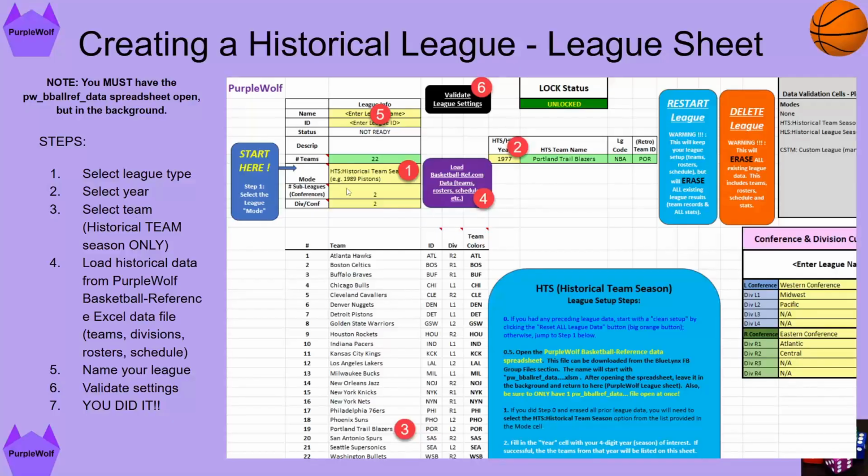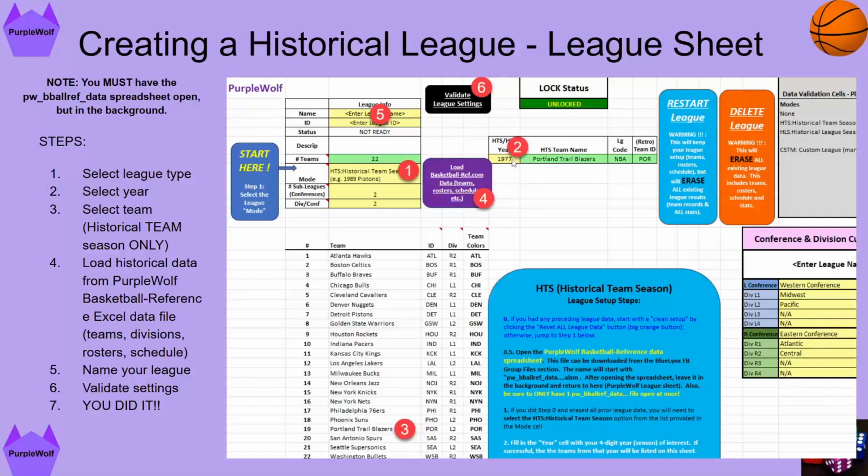And here I outlined and numbered the steps, and this sheet acts and looks just like it does for similar type leagues in the baseball spreadsheet and the hockey spreadsheet. So if you've done those, you already know how to do this. But basically, step 1, where it says start here, is pick the league mode, which type of league. Number 2 is then pick the year.